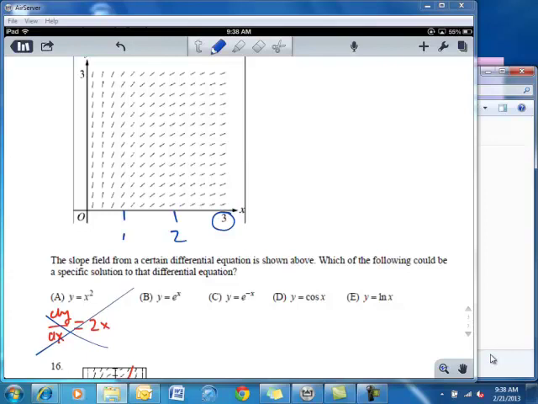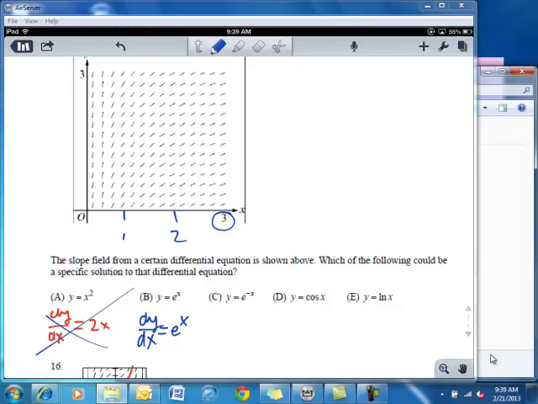B, what's dy dx for B? Yeah. e to the x. Yep. Okay, so any thoughts on that? Is e to the x a possibility? Why? Right. It's kind of a similar idea to what Andrew just said, isn't it?